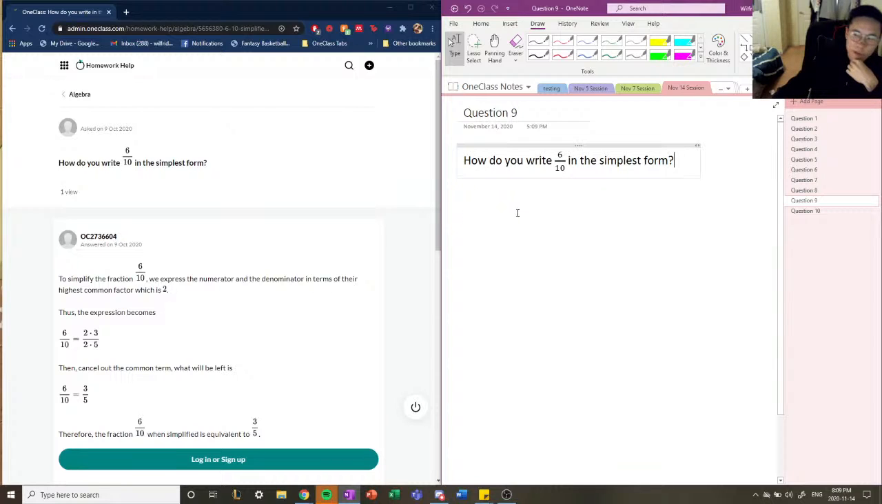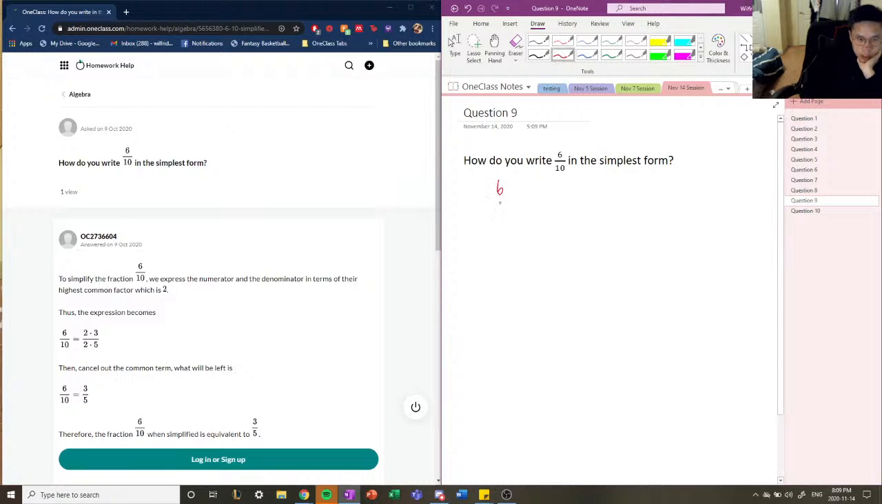So to simplify a fraction, we have to basically consider the factors of the numerator and the denominator and see where there are common factors. If there are common factors between the numerator and the denominator, we can simplify or reduce them out of the fraction. Okay? So let's think of the factors of 6 first.